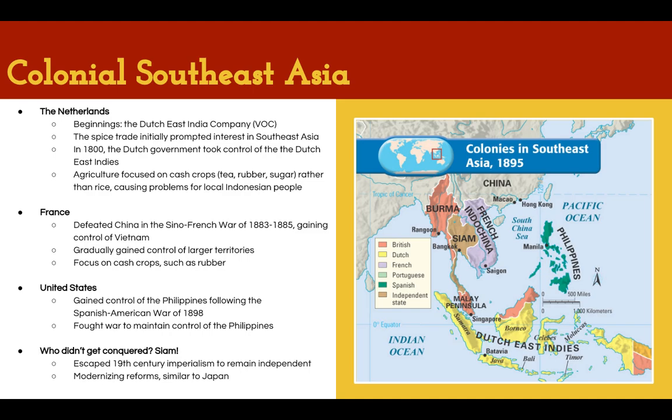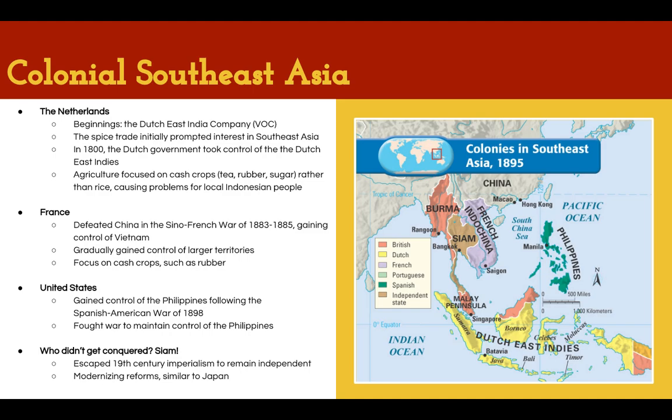France will do much the same thing in French Indochina. And what ends up happening is that those cash crops are grown on lands that you would think would normally be growing things like rice or foodstuff for the local population. And so that sometimes caused problems for the local Indonesian population, as fields that would have grown food are instead growing cash crops, which are then exported.